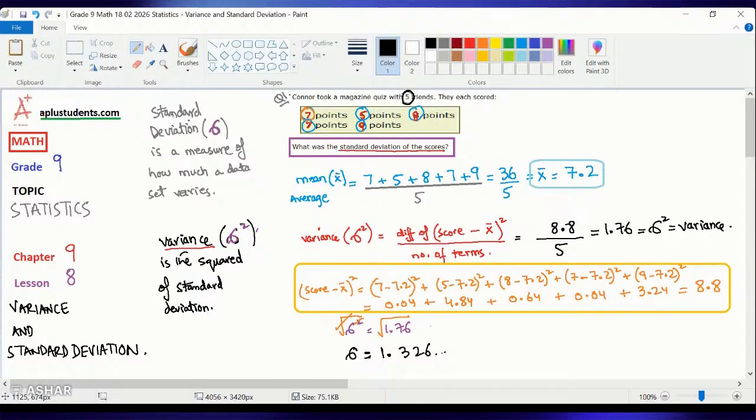What we need to do is give it usually to the nearest tenth. That means the standard deviation comes out to be 1.3. Agreed? This is the standard deviation. I'll use SD for standard deviation. So this standard deviation is our answer. That means how much the data is varying from the mean. Do we agree? Any questions up till now?